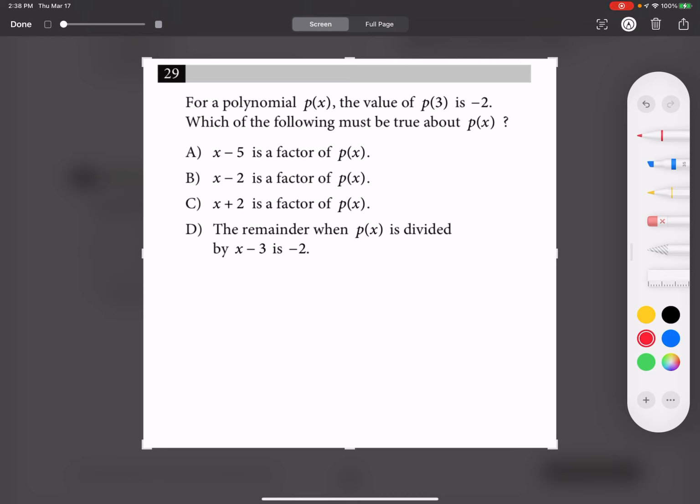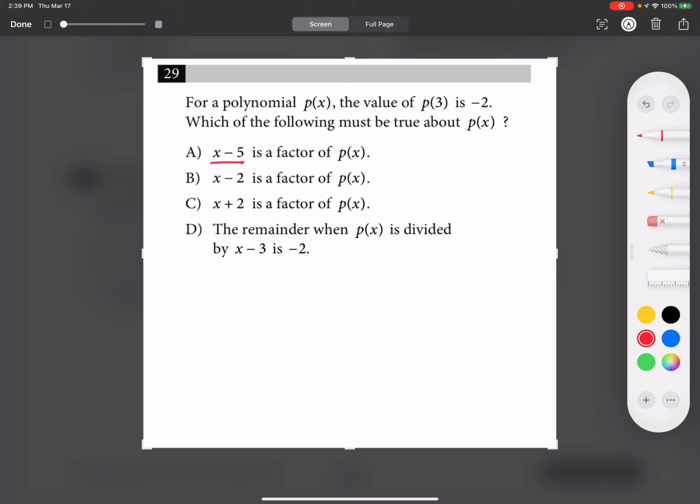Every time you have a division, you have a quotient and a remainder. I can express this as: the dividend x is equal to the divisor times the quotient plus the remainder. I use this as my main concept. Let me create space here.